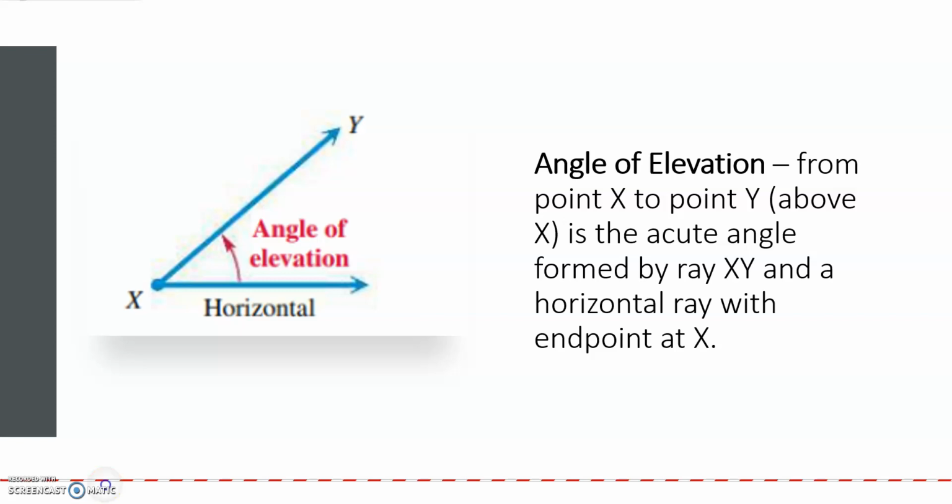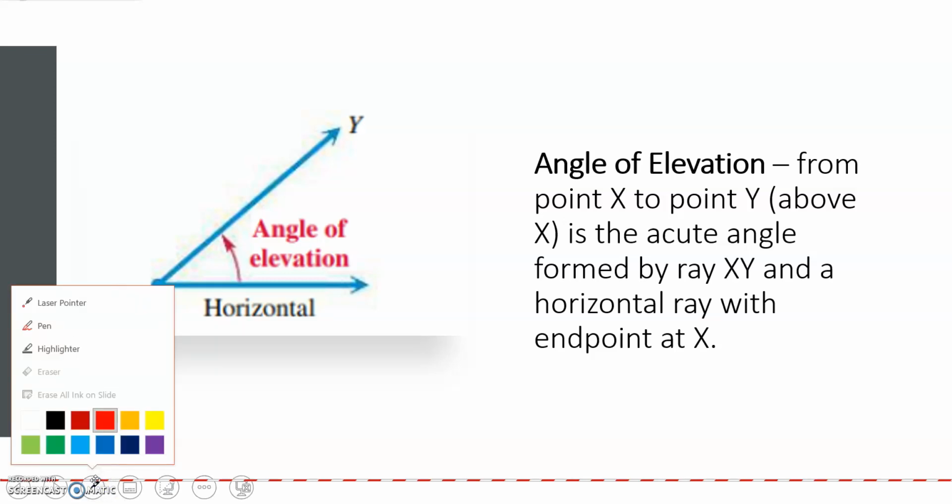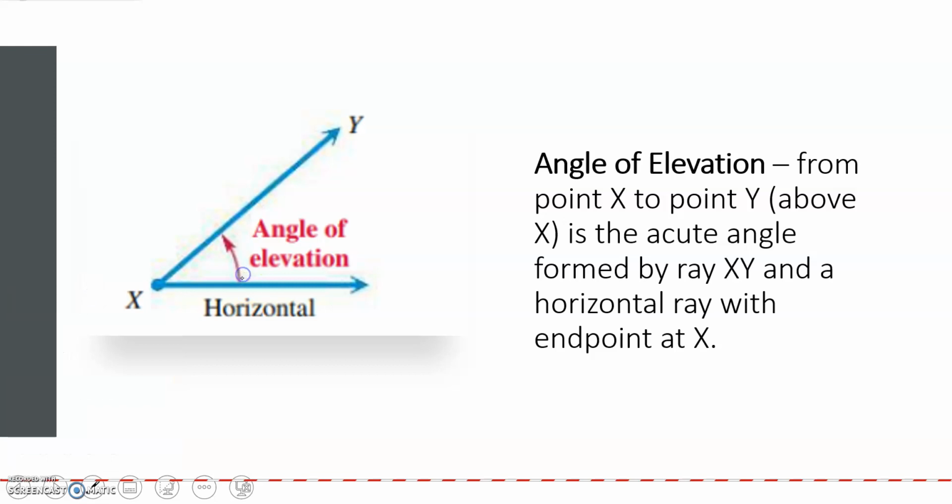So basically, you have this. Let me get my laser here. You have this horizontal ray with an endpoint X. You have this other ray XY. Notice that Y is a point above X. And it's that acute angle that's formed from going to this first ray to the second ray. It's an angle that's going up. So angle of elevation, as you can probably imagine, elevation means to go up. It is the measure of the angle going up from those two rays.